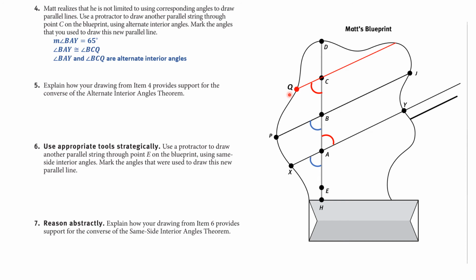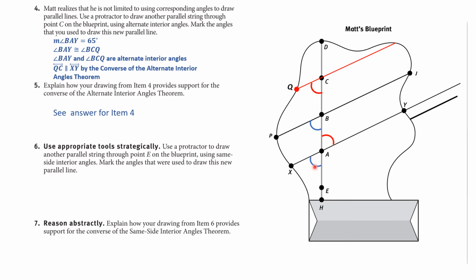So if alternate interior angles are congruent when two lines are cut by a transversal, we have two lines being cut by a transversal. So we can say that those two lines are in fact parallel. So QC and XY are parallel by the converse of the alternate interior angles theorem. And basically what I just wrote down in number 4 is all the stuff that number 5 is asking you, okay? So just see the answer for item 4 for number 5.